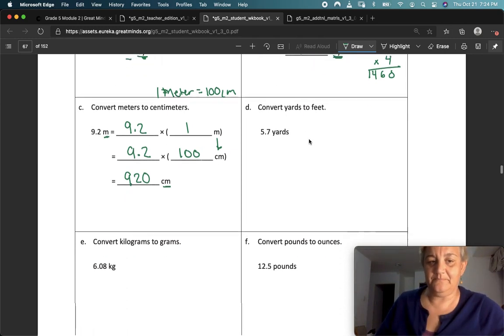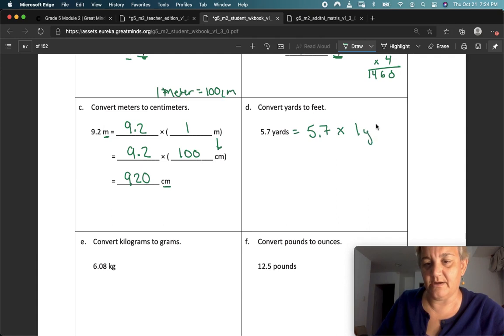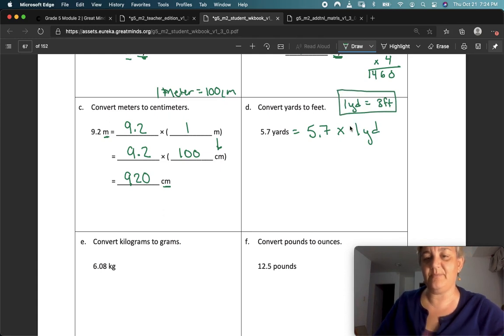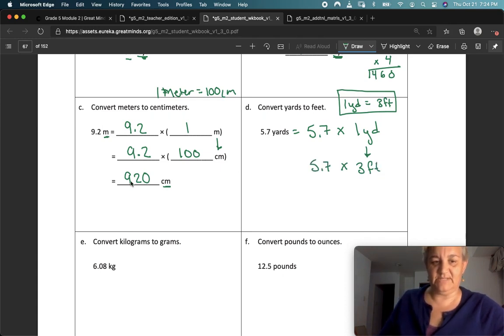Let's see. So I've got 5.7 yards, which actually equals 5.7 times 1 yard. Okay? And 1 yard, if you don't have this memorized, equals 3 feet. This is important to know. You should memorize that. Now I'm going to change these yards to feet. So I've got 3 feet here, but my 5.7 stays the same. Just following this format here. Now 5.7 times 3.